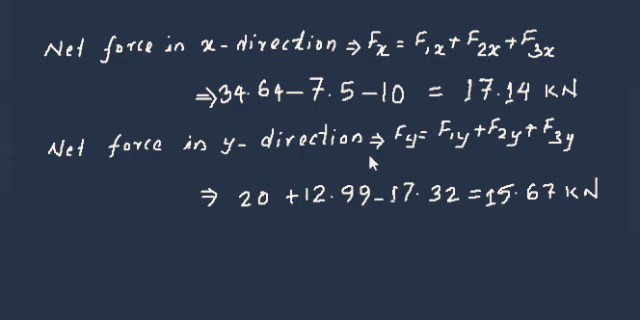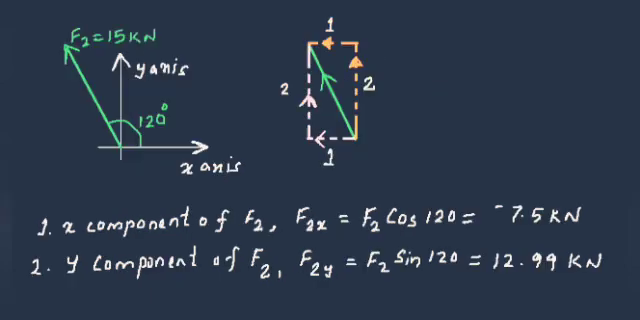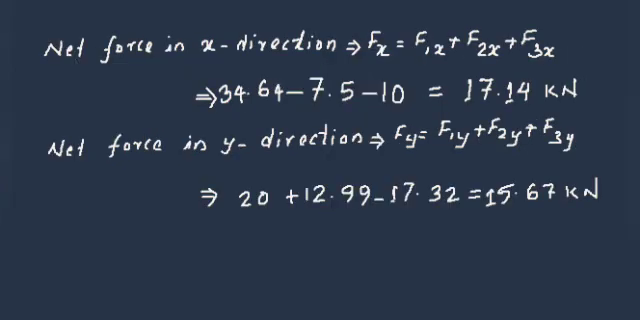And for the net force in the y direction, you have Fy equals F1y plus F2y plus F3y. We have already calculated the y component of the first force as 20 kilonewton, for the second force 12.99 kilonewton, and for the third force minus 17.32 kilonewton. So the net force is 20 plus 12.99 minus 17.32, that is 15.67 kilonewton. You can check it out by yourself.